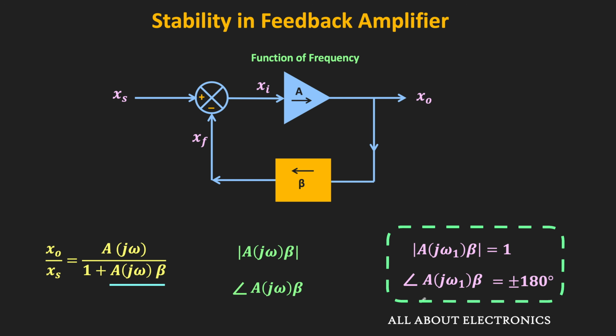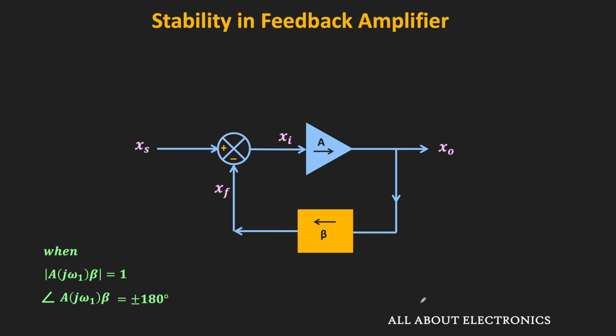And with these values, the value of this term is equal to minus 1. Due to that, this denominator will become 0. Or in other words, the output of this feedback amplifier will become infinite. That means even if there is a very small input, we will get an infinite output. But in actual circuits, the output cannot go beyond the biasing voltages. So in such conditions, we can say that the feedback amplifier is unstable and it is not amplifying the input signal linearly.